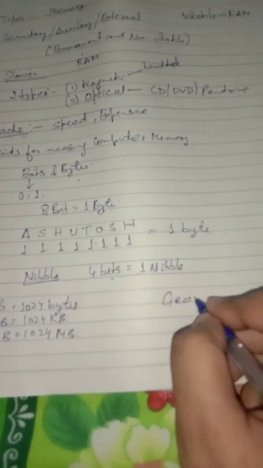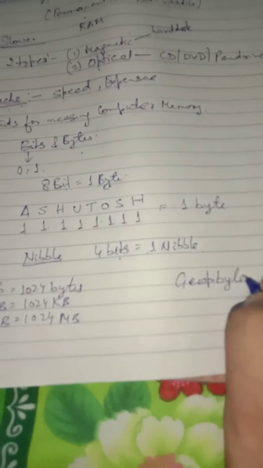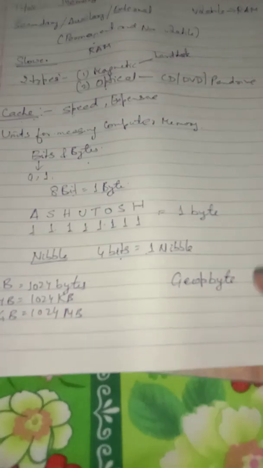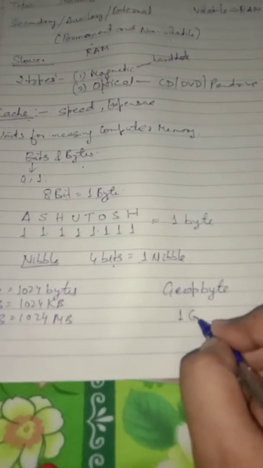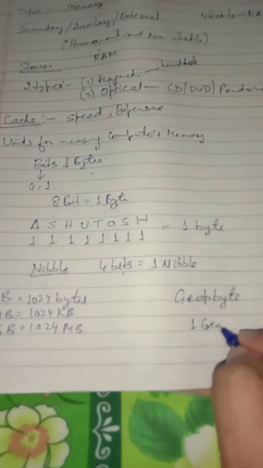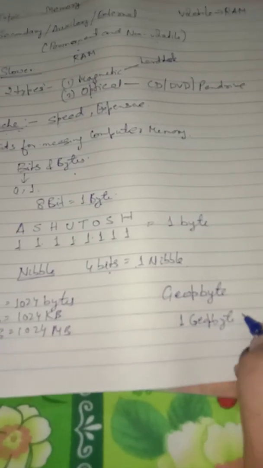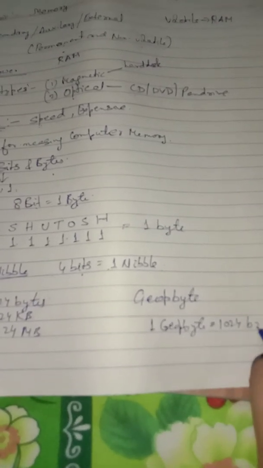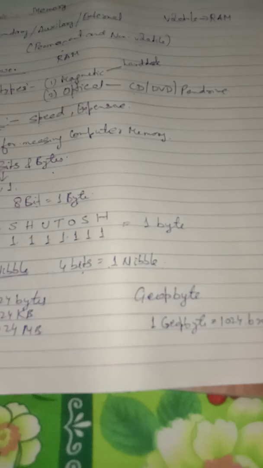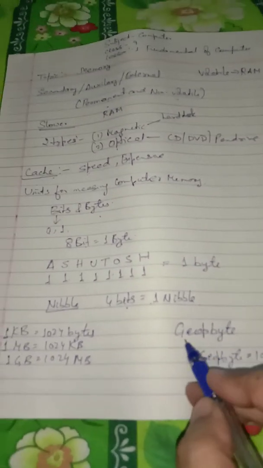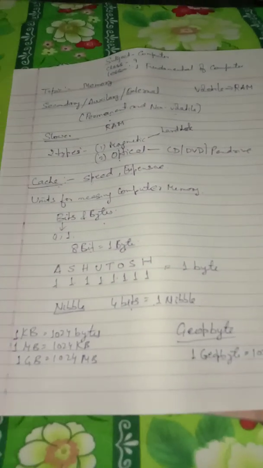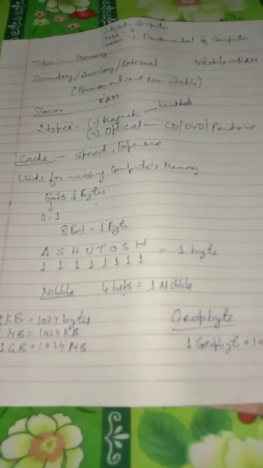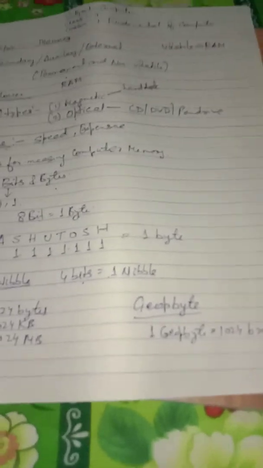The geobyte is the largest unit for measuring the capacity. So 1 geobyte is equal to 1024 brontobytes. So geobyte is the largest unit for measuring the capacity of memory, and 1 geobyte is equal to 1024 brontobytes.